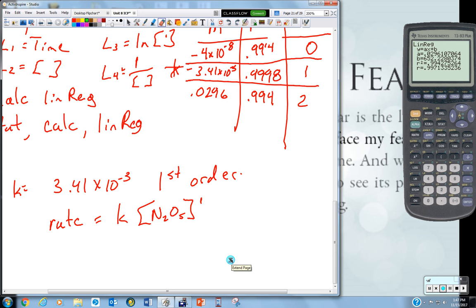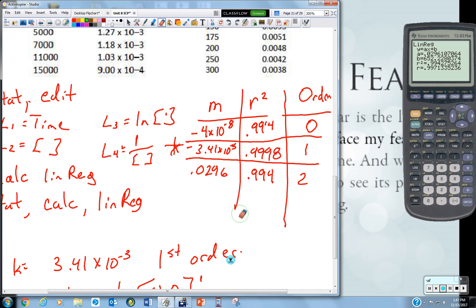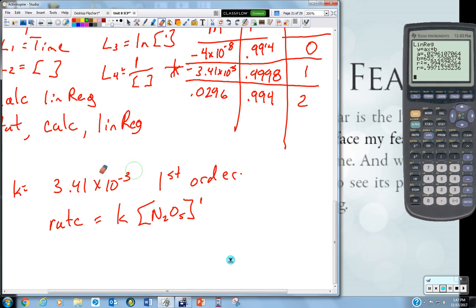All right, so on your answers for these, I do want to see this table so that I can verify that you did all three. And then your final answer, when you select it, you're going to write this information, your K, what order it is, and then show me the rate law based off.